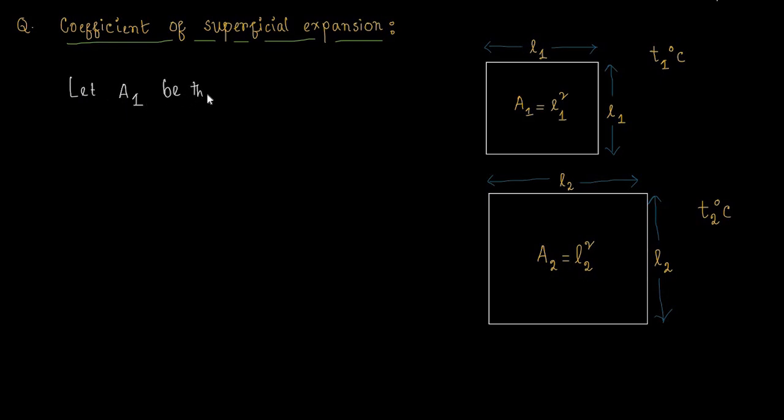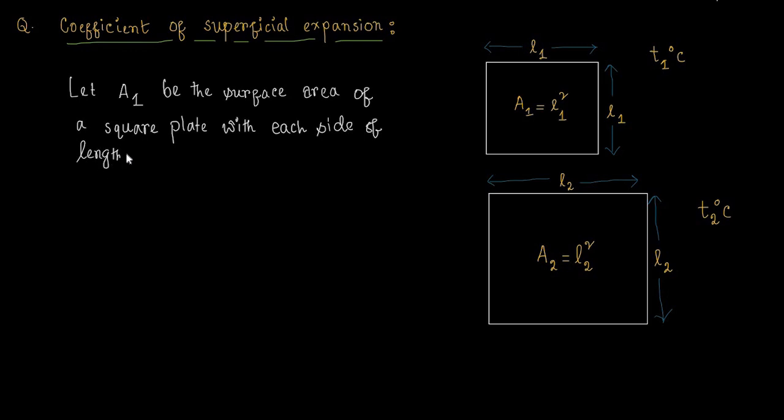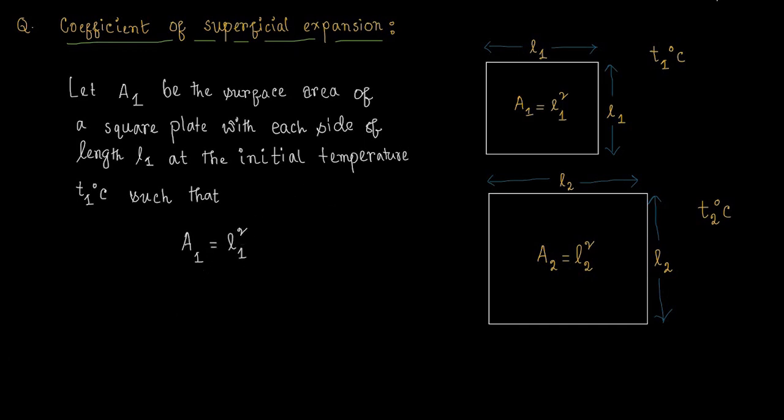Let A1 be the surface area of a square plate with each side of length L1 at the initial temperature T1 degree C, such that the initial area A1 is equal to L1 square.